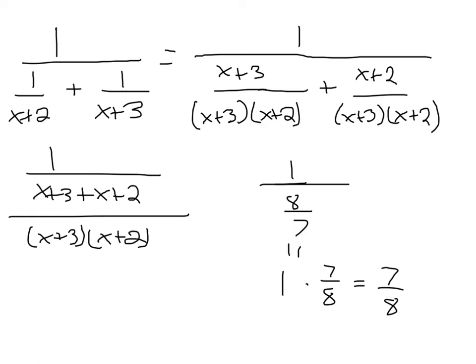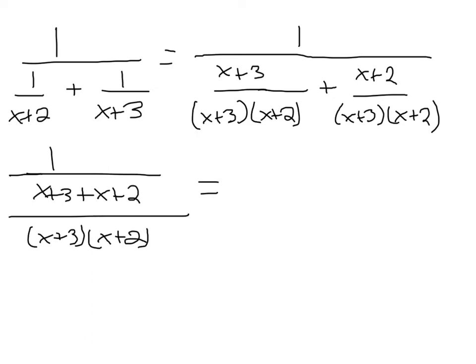How does that look for this big expression here? Well, we do the same thing. Instead of dividing by this huge fraction in my denominator, I'm just going to multiply by its reciprocal. 1 times the reciprocal of x plus 3, x plus 2, over x plus 3, x plus 2. First, I'll just write it like this.